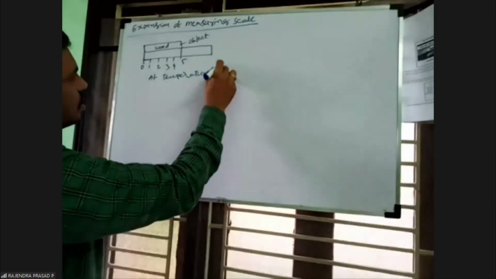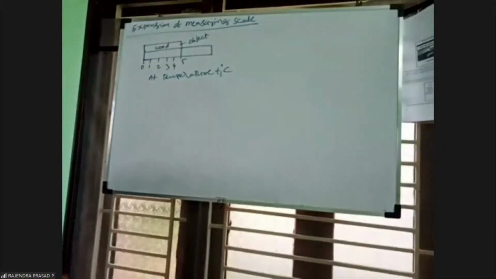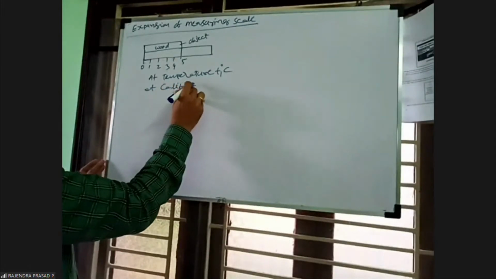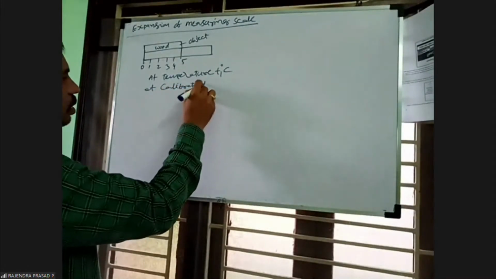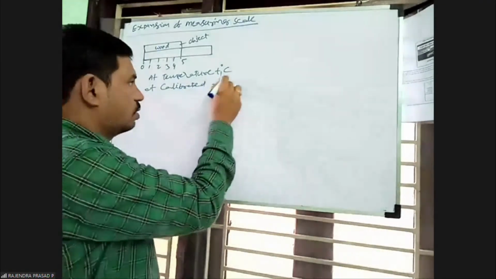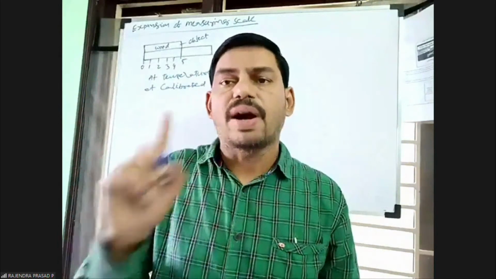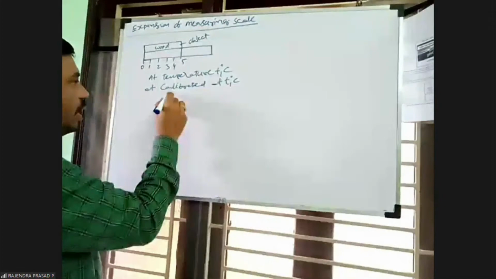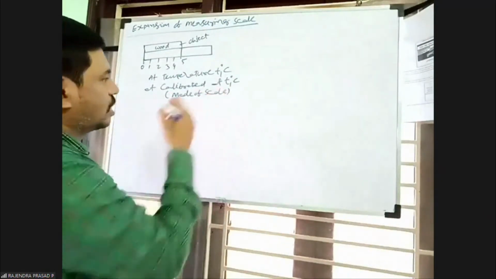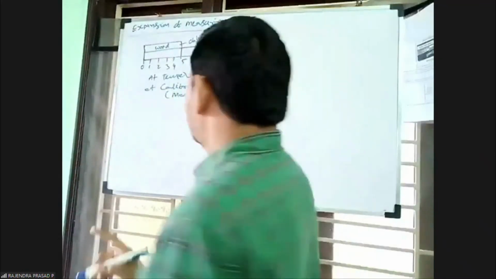At temperature T1 degrees, the scale is calibrated. What does calibrated mean? It means the scale is made at a temperature of T1 degrees.